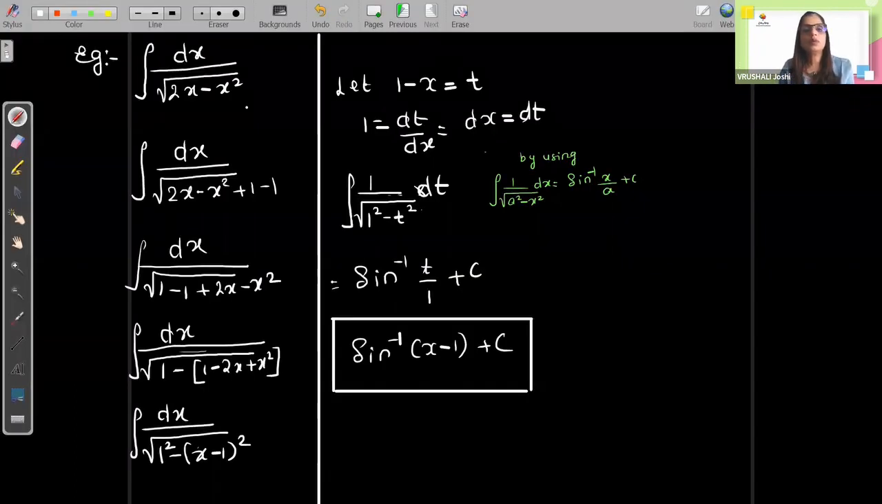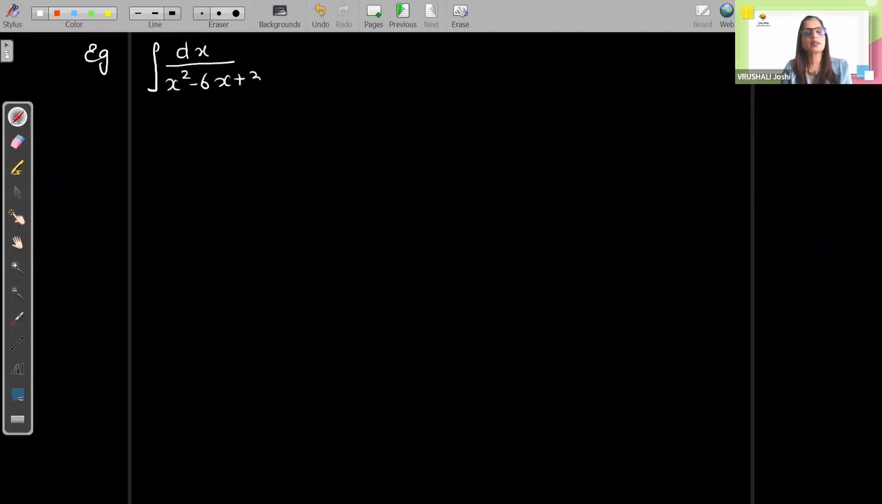So let's see what is the next example यहाँ पर. So let's say this is integration of dx by x square minus 6x plus 13. करेक्ट? क्या 3 नहीं है, ये गलती हो रही है मेरे से. This is 13. ठीक है?